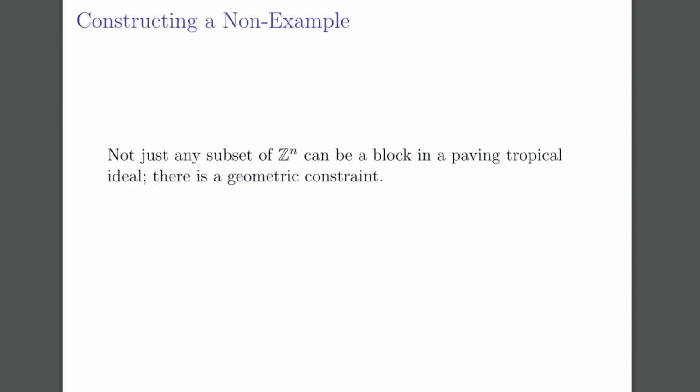What we're trying to get at is that we want Z^n-invariant d-partitions of Z^n, and we want to be able to generate them, because these things are going to be infinite. So we need to be able to generate them. And it turns out that not just any subset of Z^n can be a block in a paving tropical ideal. If you're trying to construct a Z^n-invariant d-partition of Z^n, you can't just say, well, I want this subset S to be in my d-partition. It just doesn't work. And I'll show you an example.